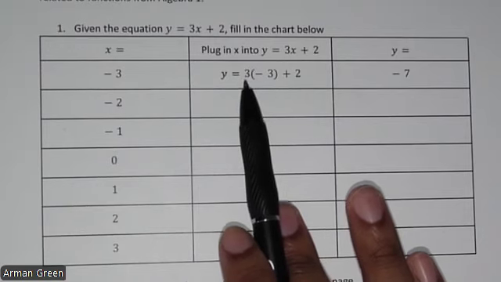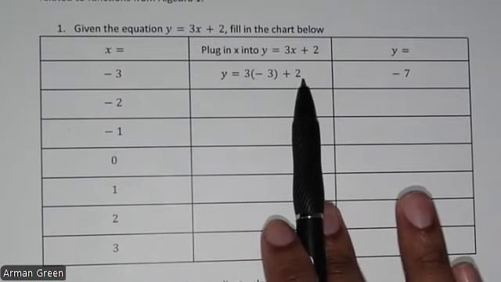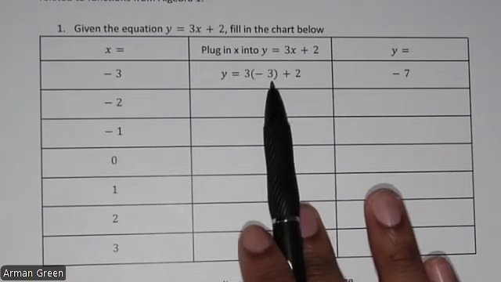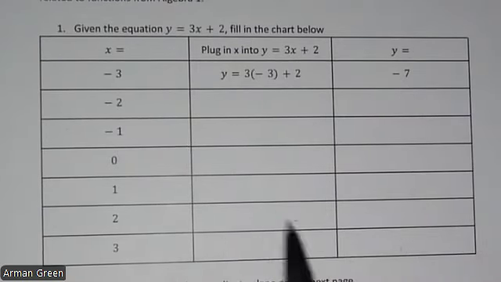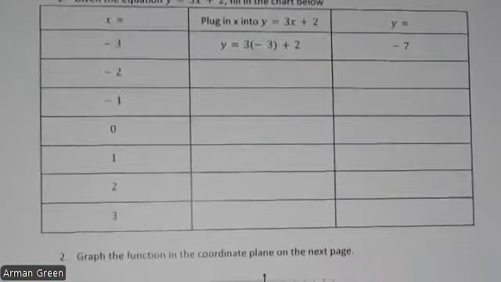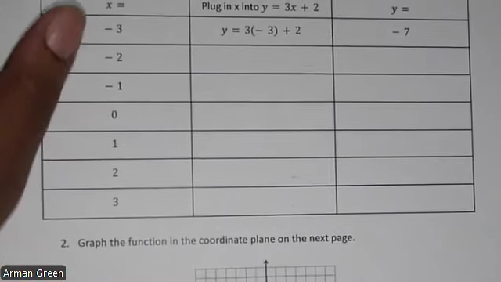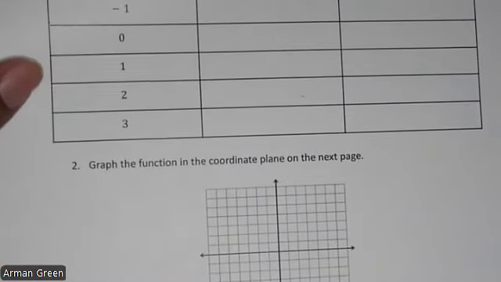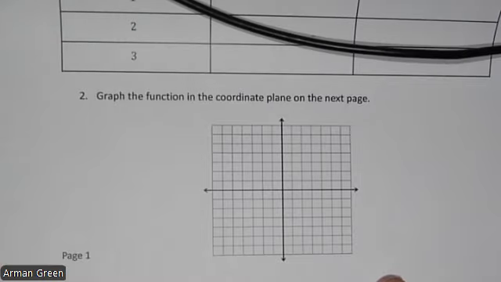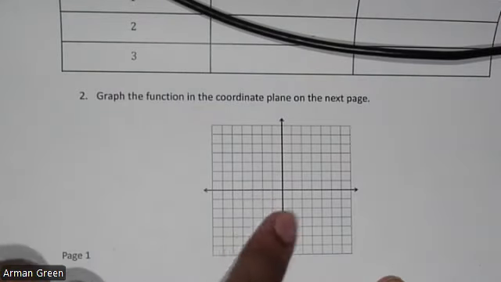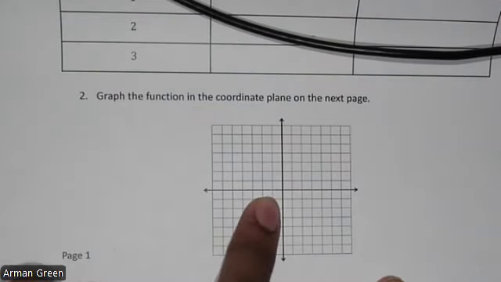So in this case here, I did 3 times -3 plus 2. If I use a calculator or did that in my head, I should get -7. So I want you to do the same thing for the rest of this chart. And then once you have filled that in, number two at the bottom of the page is asking you to graph it. So I want you to go ahead and take those numbers that you got from the table above, and then graph it onto this plane listed here.